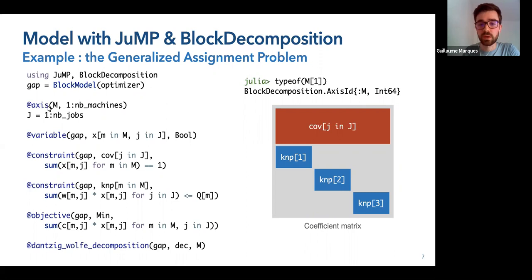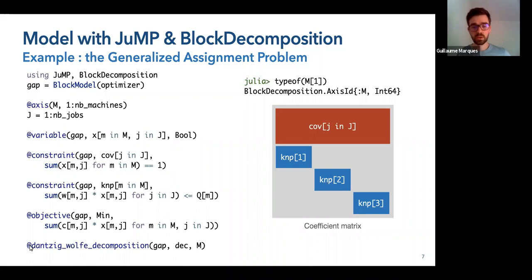Then you declare the set of machines. So you declare M as the index set of the subproblems. So one subproblem for each machine. And in fact, M will be an array of AxisId. And when BlockDecomposition looks at the indices of the variables and constraints, each time it sees an AxisId, it knows that it goes into a subproblem. The JuMP model stays the same. So we don't touch the JuMP model.